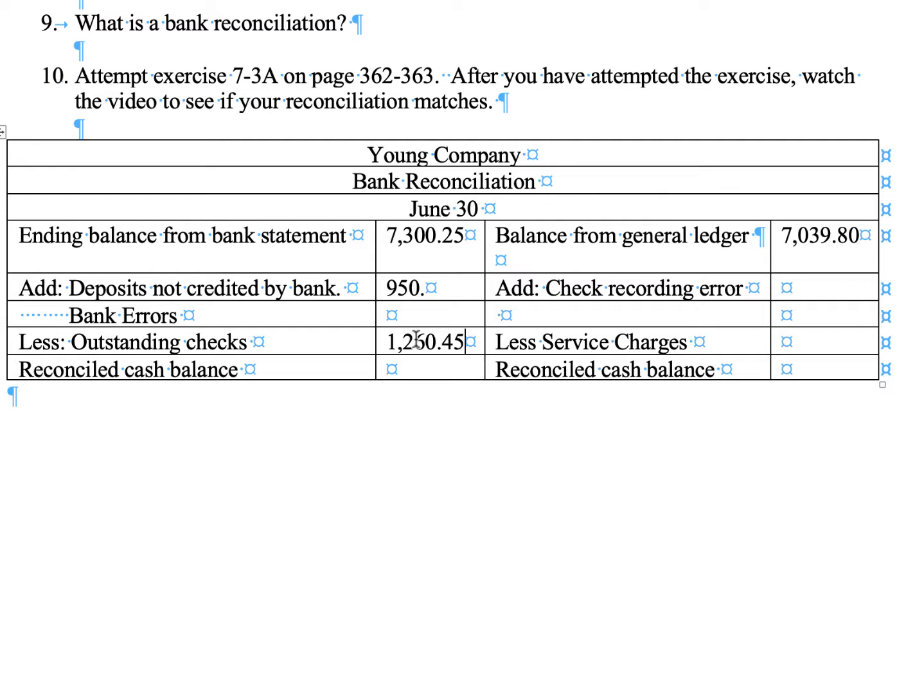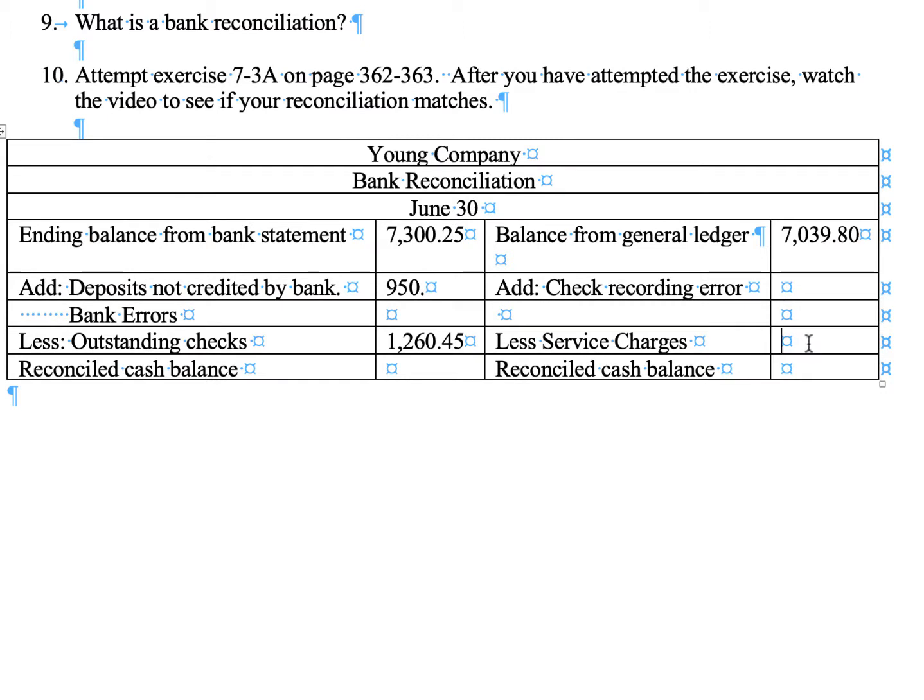Number 5 says service charge on bank statement not recorded in the books, $35. So the bank charged me a $35 fee. They took it out of my account. I did not record that in my books. I'm going to record that now. So I'm going to subtract out any service charges, $35, and we're good.